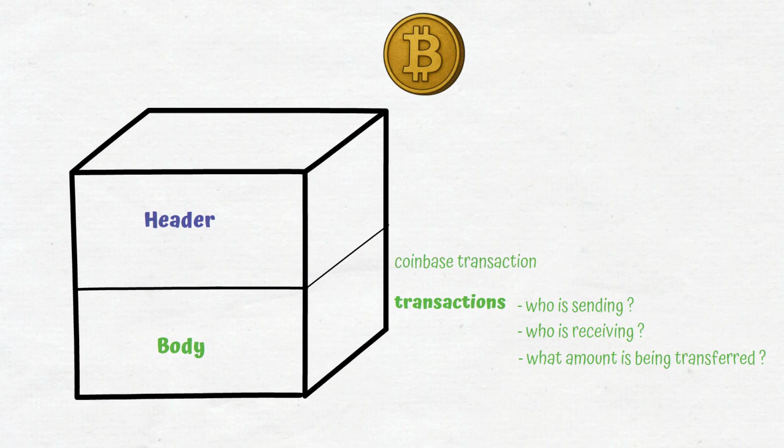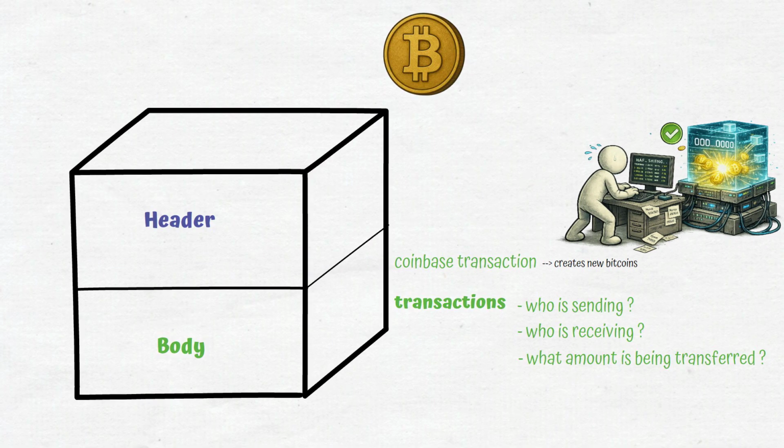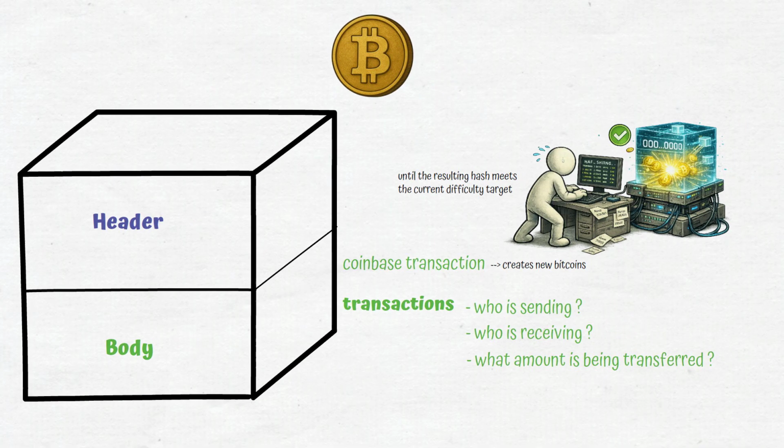At the very top of the block body is a special transaction called the Coinbase transaction. It's unique because this transaction creates new Bitcoins. The miner repeatedly changes values in the block, including the nonce, until the resulting hash meets the current difficulty target. When that happens, the miner is rewarded with newly created Bitcoins, as well as the transaction fees included in that block. We'll take a closer look at this mining process in a dedicated episode later on.